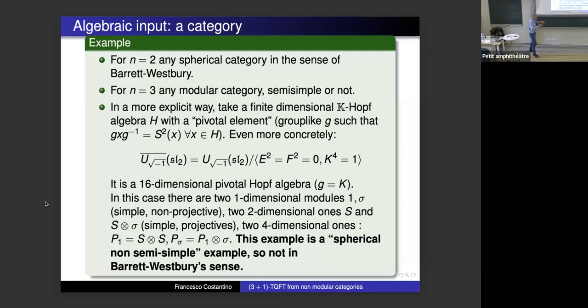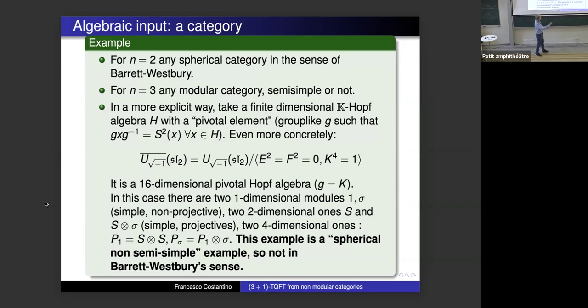If you want to have in mind a concrete example, take your favorite finite dimensional Hopf algebra, take it pivotal, meaning that you have a group-like element G having this property, then its category of finite dimensional modules is going to be an example for us. Even more concretely, I'm handing you one example. This is a small quantum group SL2 when q equals i. You can work it out. It is a 16-dimensional algebra. It's pivotal. K is G. And you can work out the finite dimensional modules, the indecomposable ones. There are 6 of them. It's easy. And you can play with them.